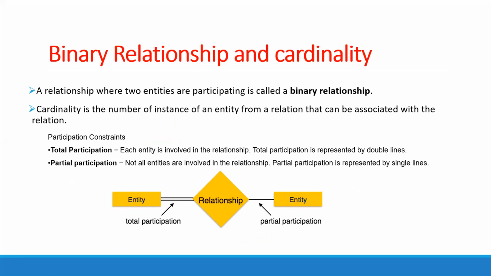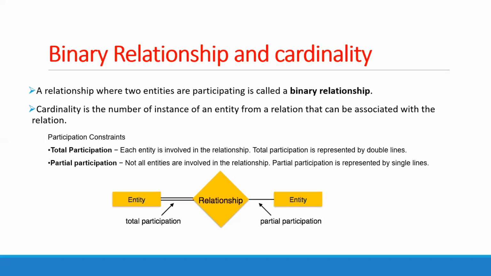Binary relationship. Binary means two. Binary numbers are two numbers, that is 1 and 0. Similarly, a binary relationship in an ER diagram means that two entities are participating in a relation. A relationship where two entities are participating is called a binary relationship.